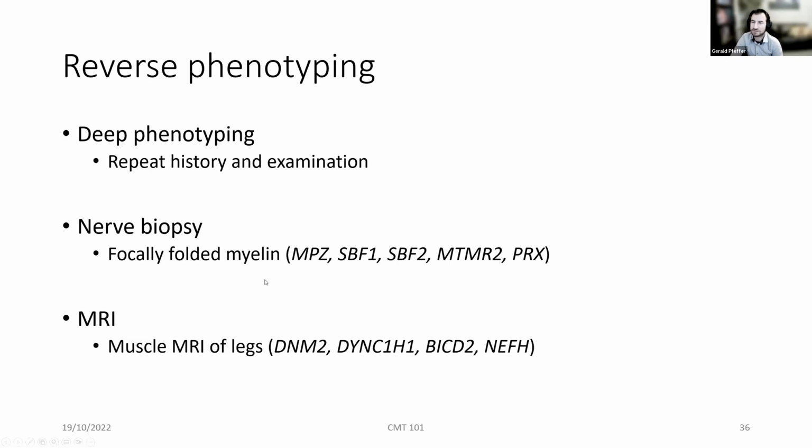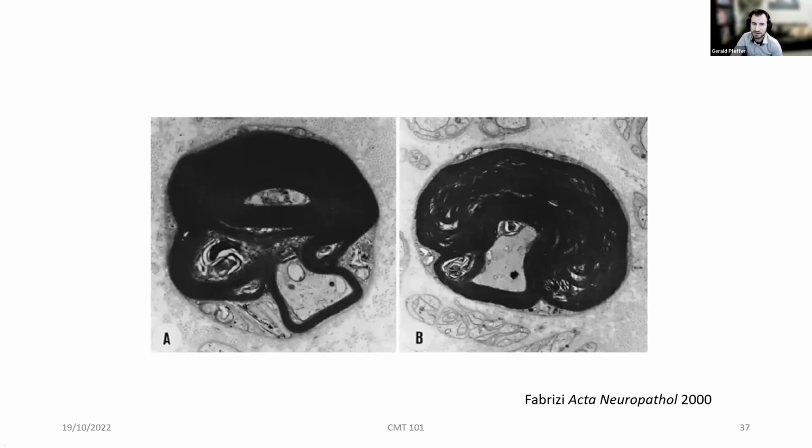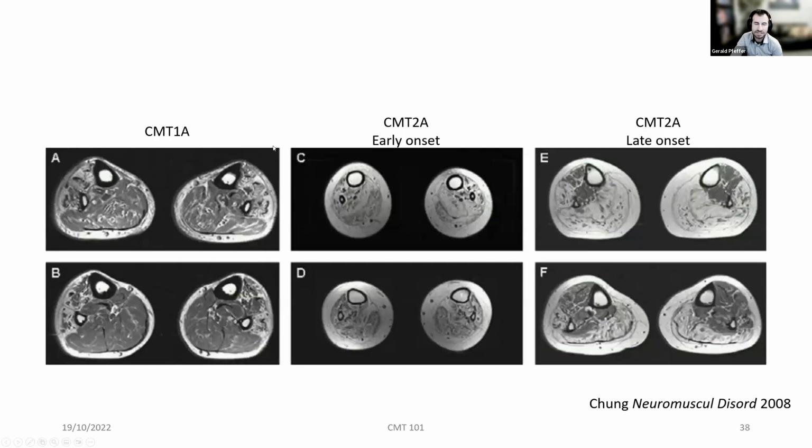But there are particular features on nerve biopsy that can sometimes point us to a particular gene. And increasingly, we're starting to see use of MRI to help us in distinguishing cases. But I would say that MRI in CMT is at a very early stage right now. We have some examples in pictures here. This is what focally folded myelin looks like here, a couple of examples on the pathology slides. And here's an example of what the MRI looks like in CMT.